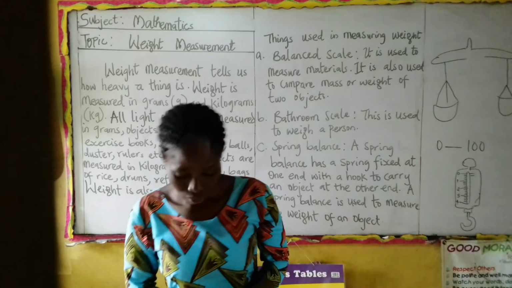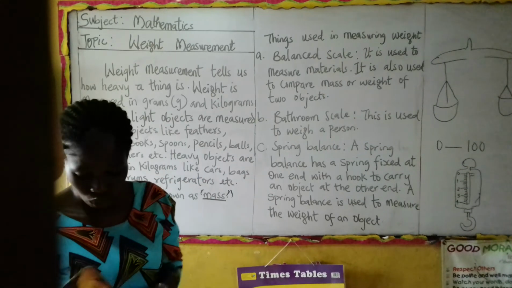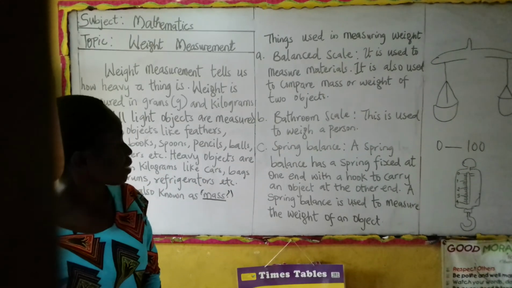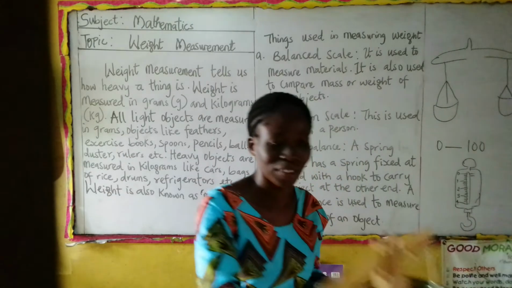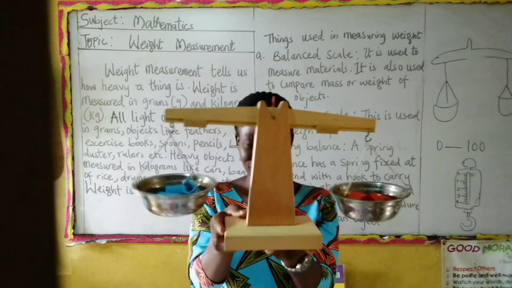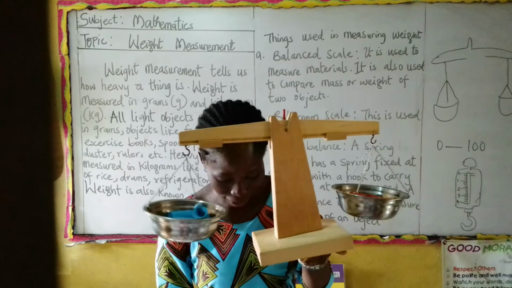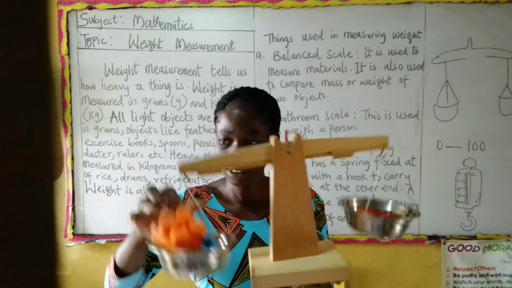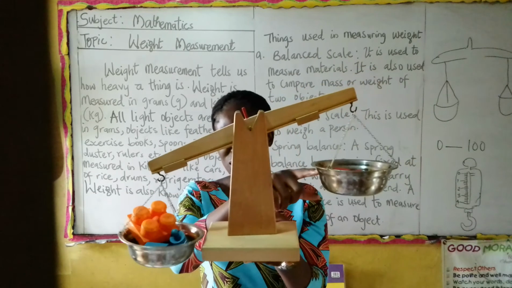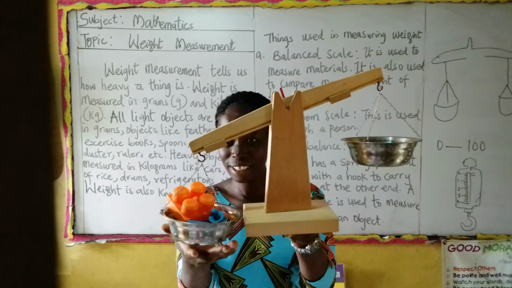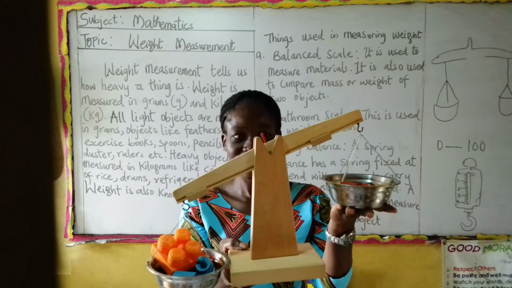Do you understand? Yes. We said we have 3 things used in measuring weight. Number 1, we said we have the balance scale, which is a very good example. This is it. Can you see this? This is a balanced scale, okay. Let's say I add objects on it. Can you see now? Why is this one down and why is this one up? Because it's carrying heavy objects. That is why it is down, and this is very light.